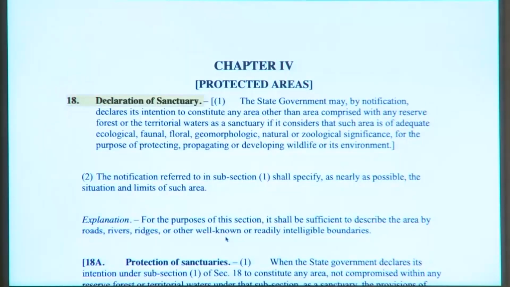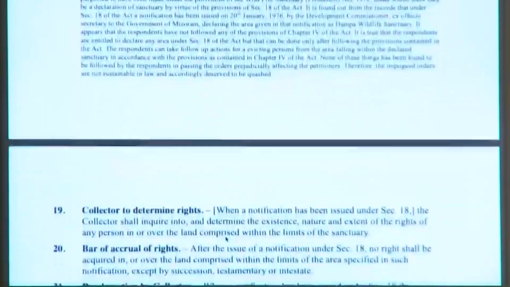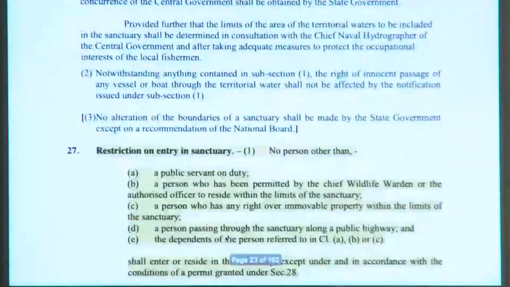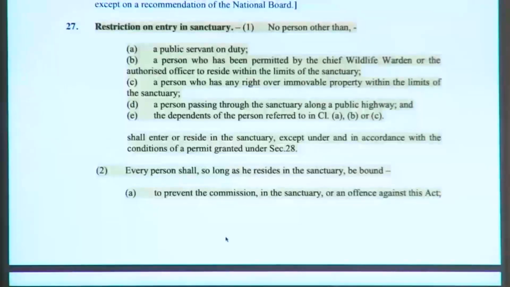Now, chapter 4 talks about protected areas. What is a sanctuary? How do you declare a sanctuary? Then you have what are the restrictions in the sanctuary. So, you have restriction on entry in a sanctuary. No person other than a public servant on duty. So, you cannot be a public servant who is going on holiday, then you do not come under this definition.